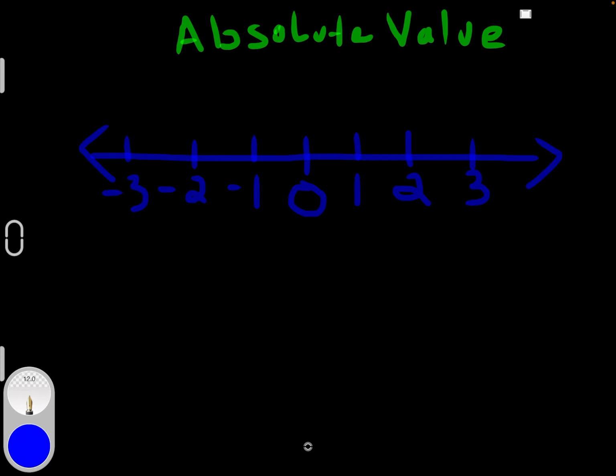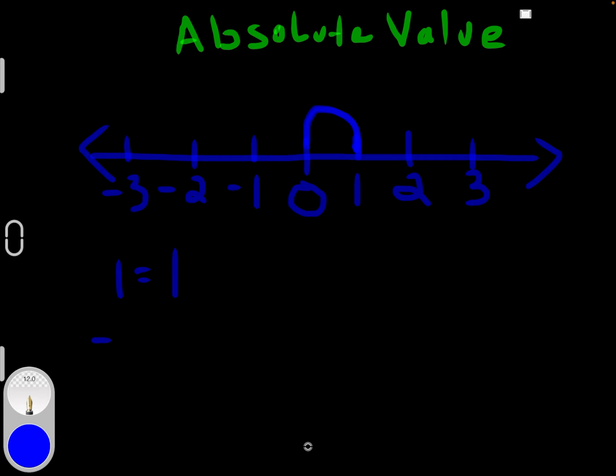When we are talking about absolute value, what we are asking is how far away a number is from 0 on your number line. So if I were to ask what the absolute value of 1 is, I'm going to go over here to my 1, and I'm going to make a line going from 1 to 0 and count how many times it takes to get from 1 to 0. So I'm going to say 1. It took 1 time to get from 1 to 0.